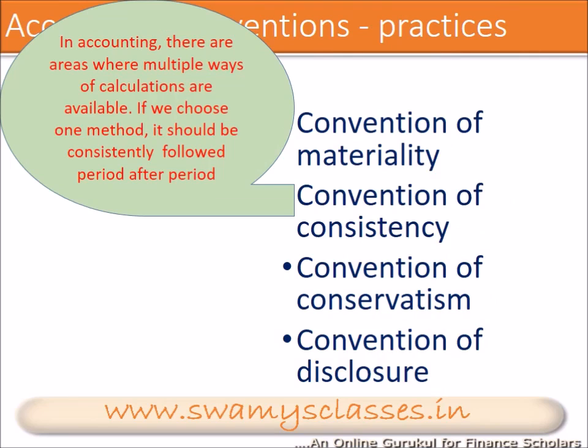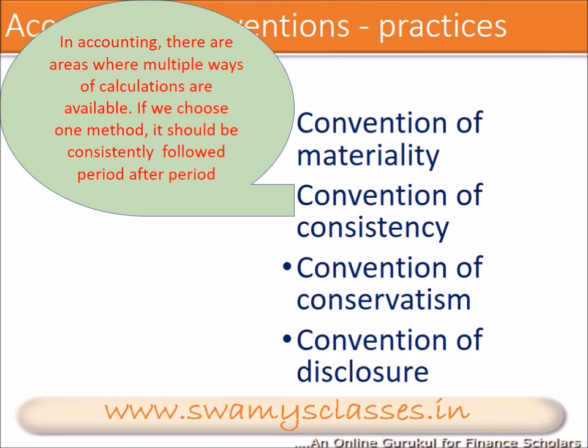So having seen the Materiality Convention, now let us come to consistency. In accounting, there are areas where multiple ways of calculations are available. If we choose one method, it should be consistently followed period after period. Even though it may be a bit early to discuss, let me give you an example. There are different ways of computing the value of inventory or stock. We have methods like FIFO method, LIFO method, and so on. Every method comes out with its own value.